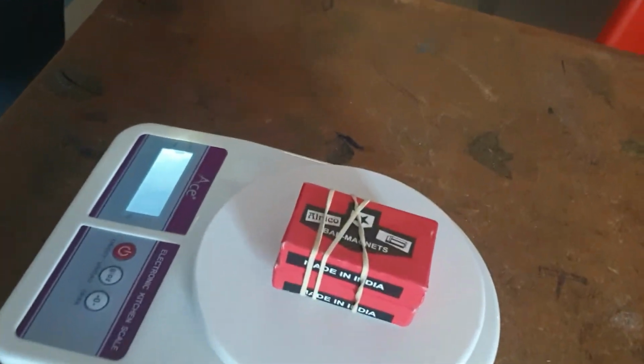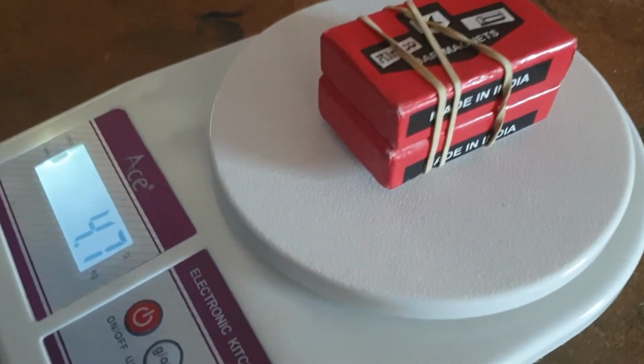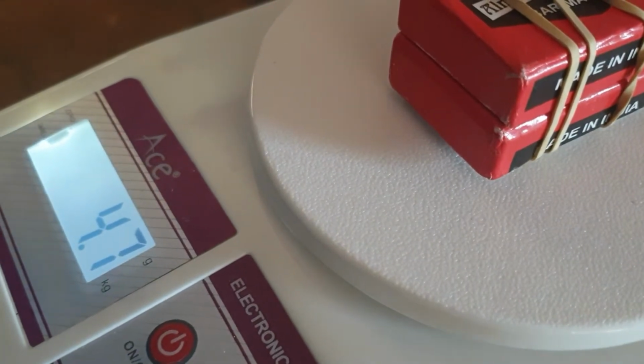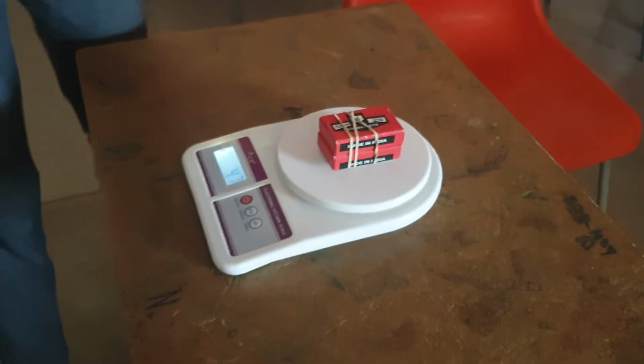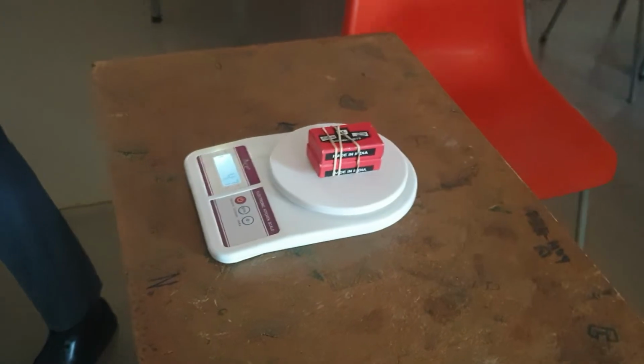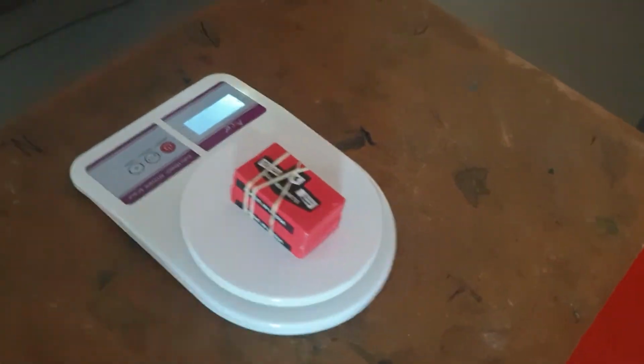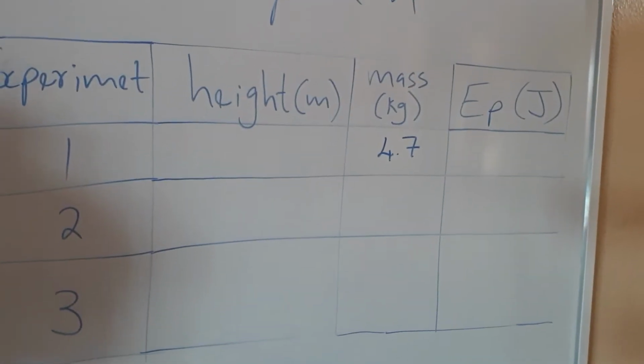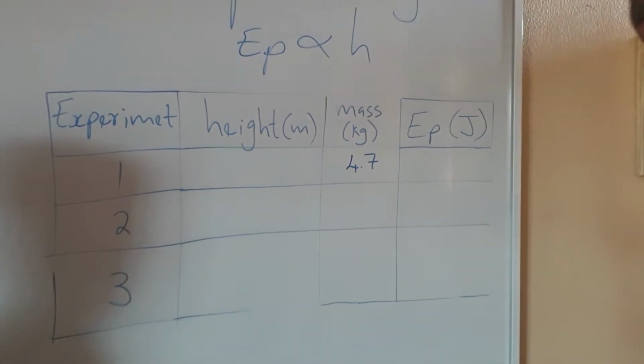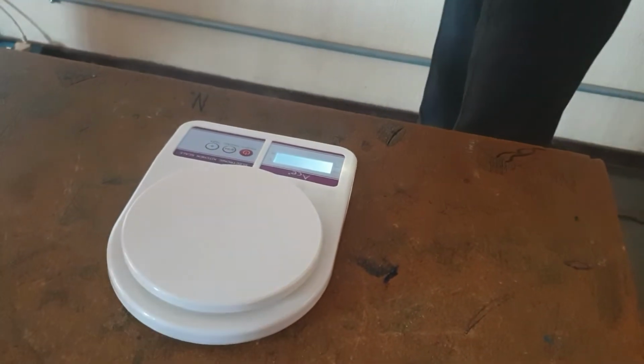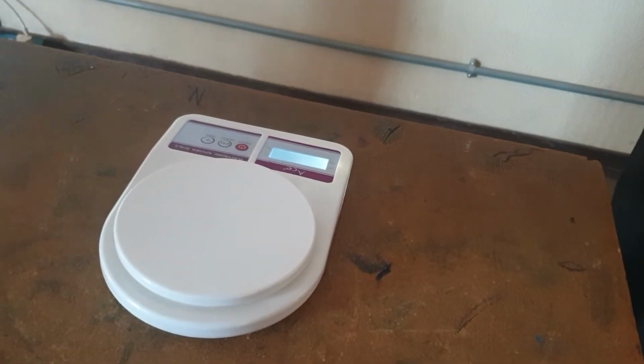What is the mass of the block then? 4.7 kg. That is 4.7 kilograms. So you can record that value on the board under the mass there. 4.7 kilograms. Now, from there you must put the block on the ground. When the block is on the ground, the height is 0. So you must record 0 there.